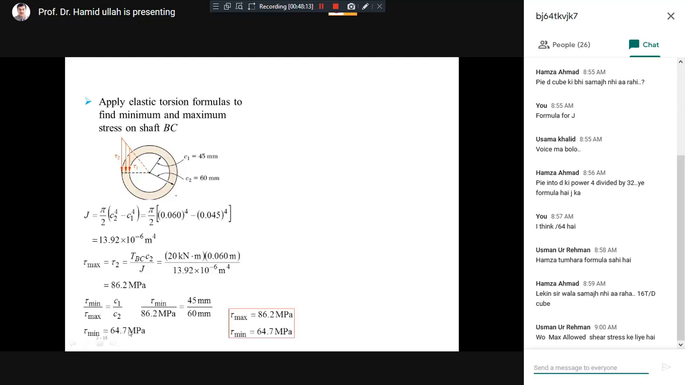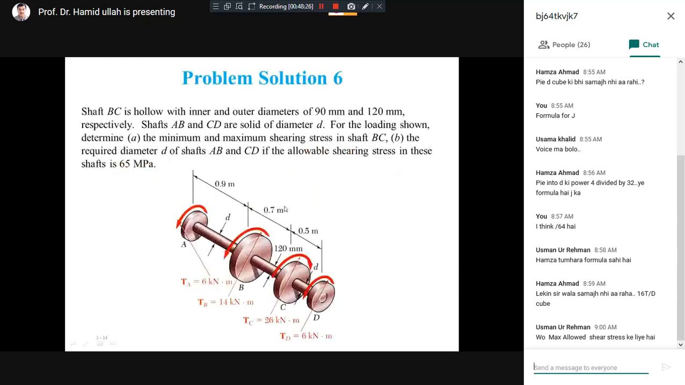So this is the answer for the part in which the minimum and maximum shear stress is required for the BC part of the shaft. Again, I can show you. This is the BC part of the shaft in the middle, which is hollow, and the radius is given, inner 90 and outer 120. Next, we need this diameter, small d, which is the same for the AB part and the CD part. For this part, the shear stress is also given, which is 60 megapascal.